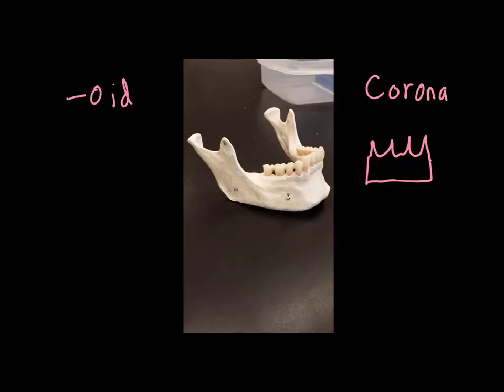So to wrap this all up, we have the mandible, that's the bone. We have the mental foramen. We have the coronoid process. And we have the mandibular condyle.